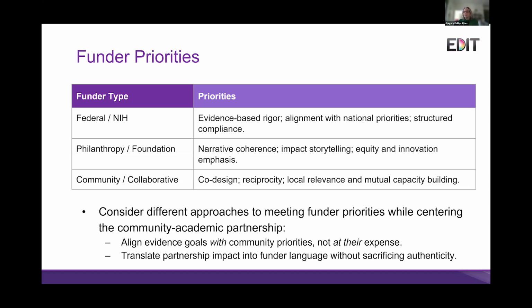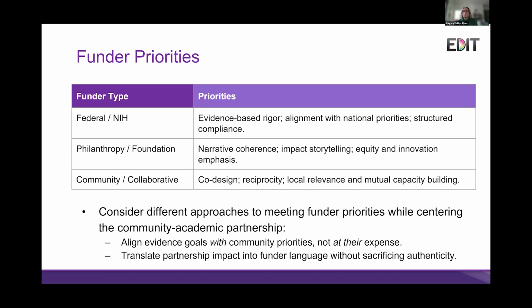And then we have community or collaborative, which is anything else. And these are really co-designed projects. They focus primarily on reciprocity, so equal leadership, equal attention to anything that happens within the grant proposal. And there's also usually a key focus on capacity building and technical assistance. So each of these takes a different skill set.